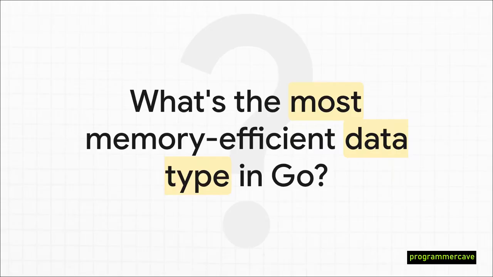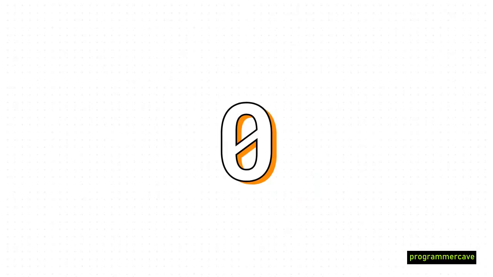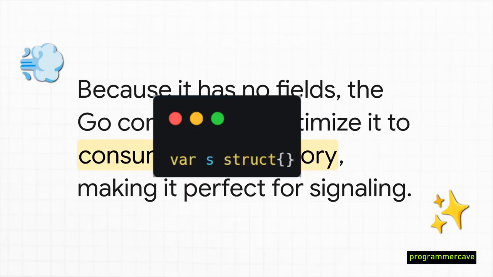What do you think is the single most memory-efficient data type in all of Go? We've got integers, booleans, all sorts of things. Which one takes up the absolute least amount of memory? The answer is 0. That's right, 0 bytes, zilch, and the data type that pulls it off is the empty struct, written simply as struct{}.